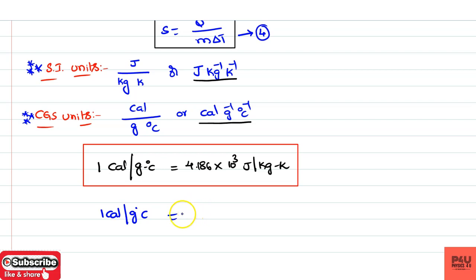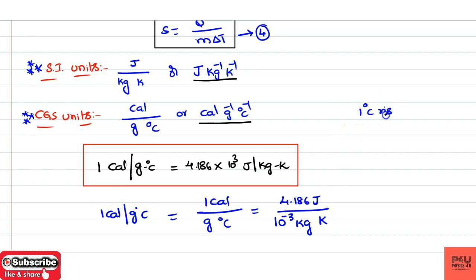So already we know what 1 calorie per gram degree centigrade means, so we can write it like this. 1 calorie means how many joules? 4.186 joule by 1 gram, which is equal to 10 power minus 3 kg. 1 degree rise in the centigrade scale is equal to 1 Kelvin rise in temperature, because 1 degree rise in Celsius scale is equal to 1 Kelvin rise in Kelvin scale. So this is very, very important.